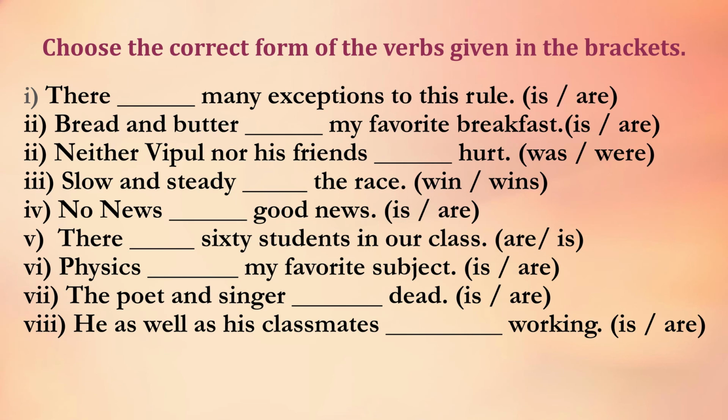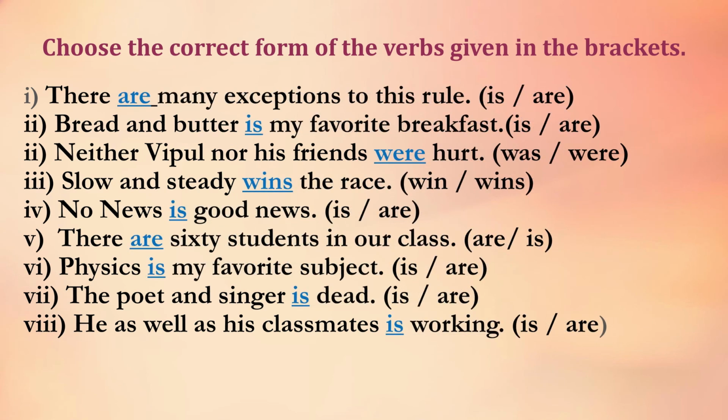Alright, let's look at the answers. First, there are many exceptions to this rule. Here, with the word many, we use the plural verb are. Second is bread and butter is my favorite breakfast. So here bread and butter is a single unit. They are used together. It's actually a compound subject, so we will use the singular verb, that is.